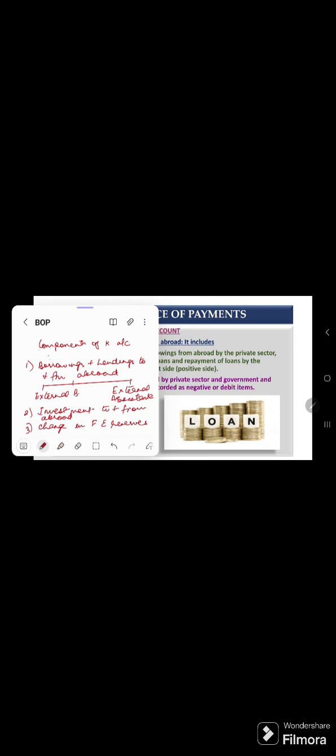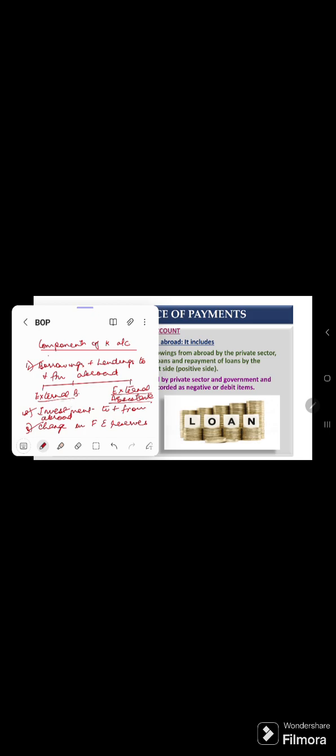The three components of the capital account are borrowing and lending to and from abroad. This includes external borrowings and external assistance. Although they sound the same, they are not exactly the same. It includes investment to and from abroad and change in foreign exchange reserves.